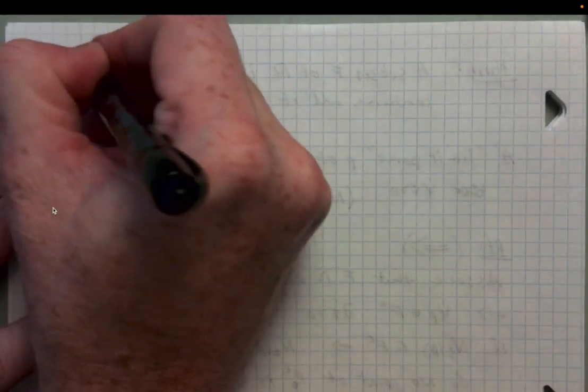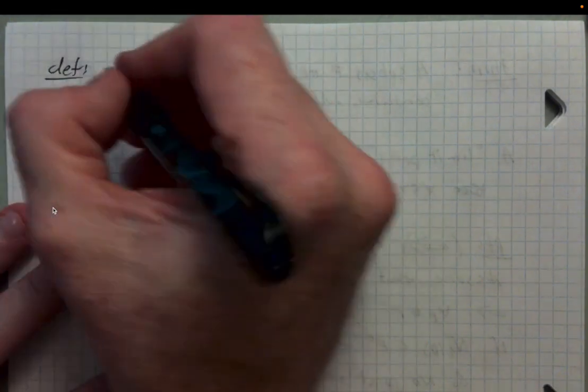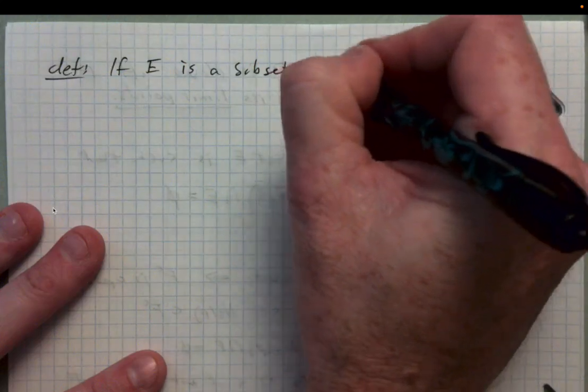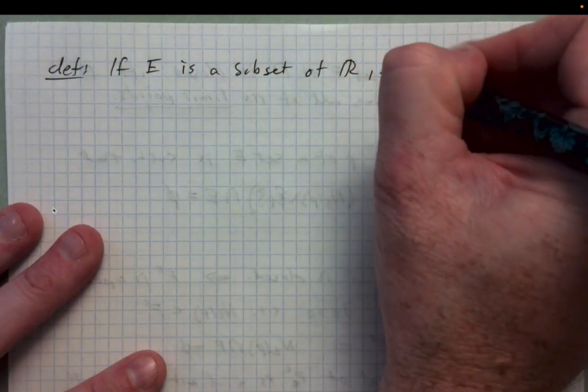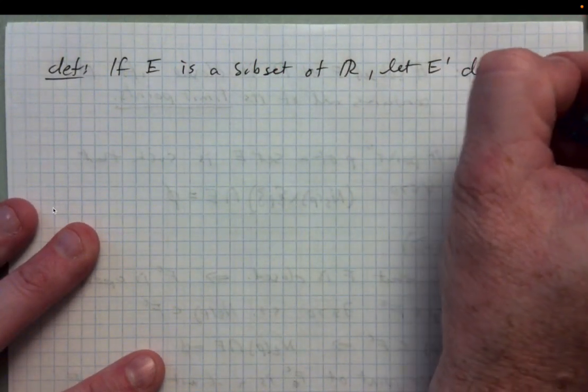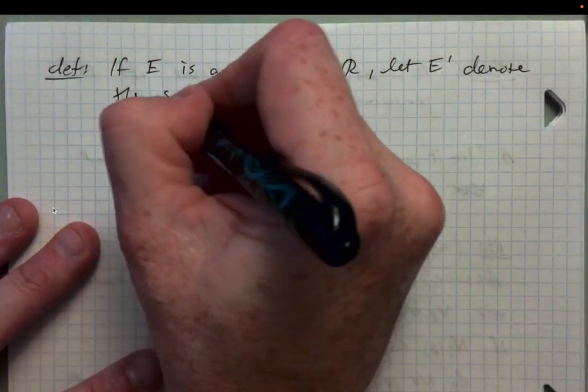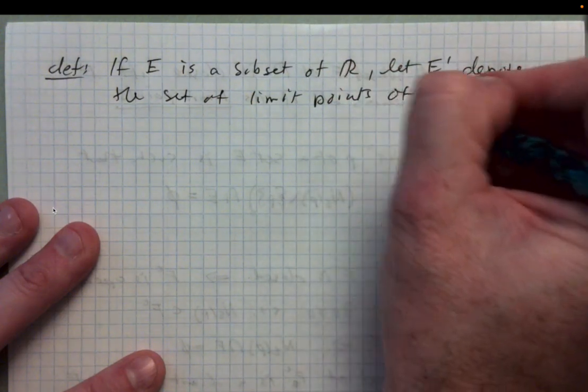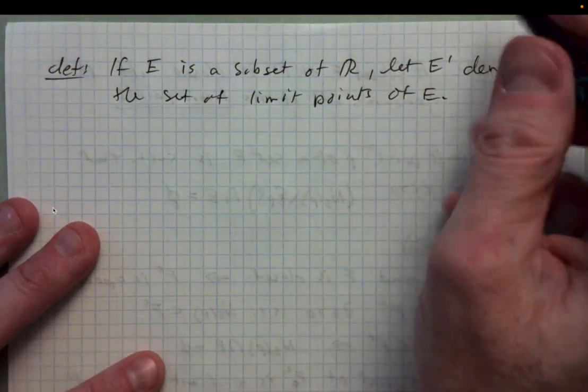We're going to use this idea of limit points and sets that do and do not contain all their limit points to define a new kind of set that I'm sure you have not heard of. I would bet money if you're taking analysis for the first time you've never heard of this kind of set. So let's say E is a subset of the real numbers, and let E prime denote the set of limit points of E, right?